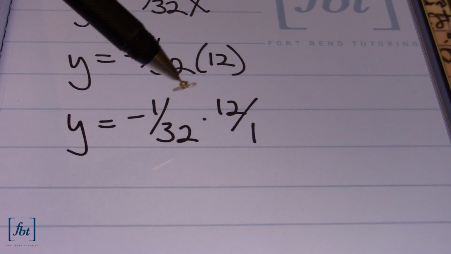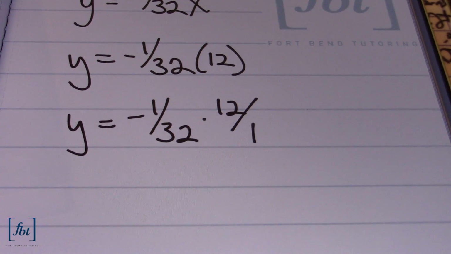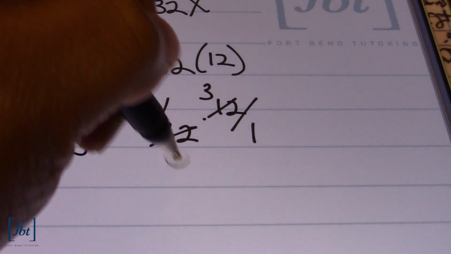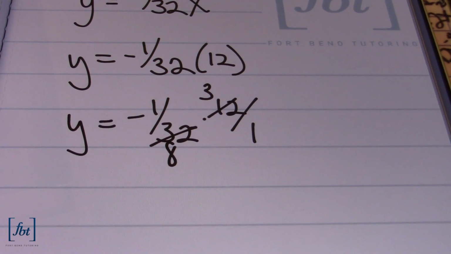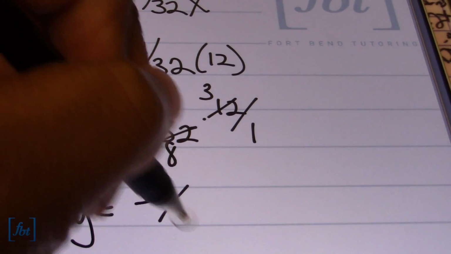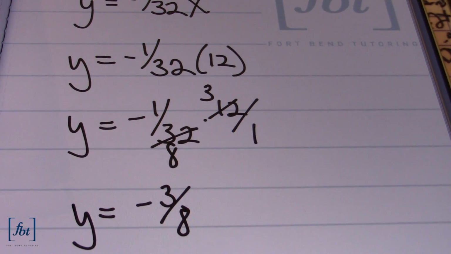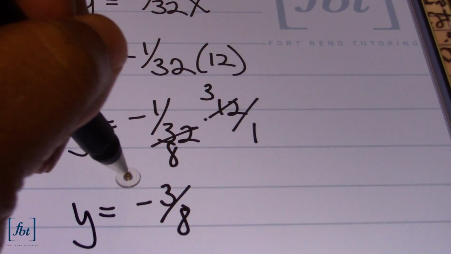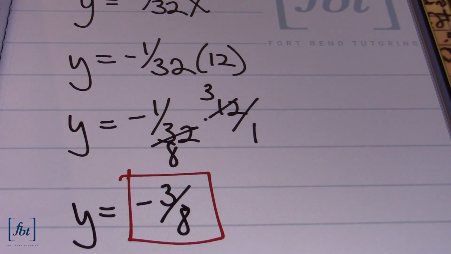And I know that 12 and 32 can both be reduced by 4. So that means I have 4 going into 12 3 times, and I have 4 going into 32 8 times. If I multiply straight across, I'll end up with y equals negative 3/8, and this is the answer to part B. All right, let's go ahead and red box it. Red boxing it. Just like that. And that's problem number 1. Let's go ahead and check out problem number 2.